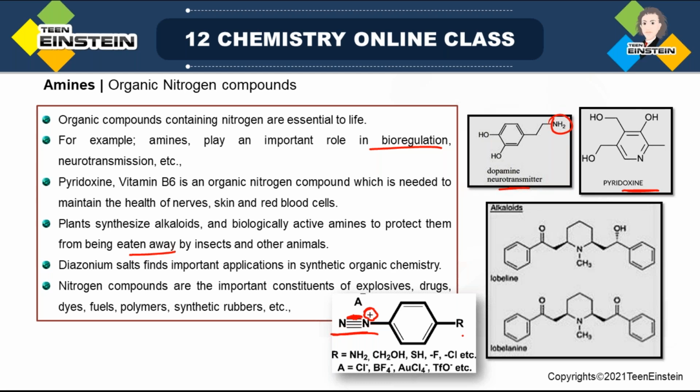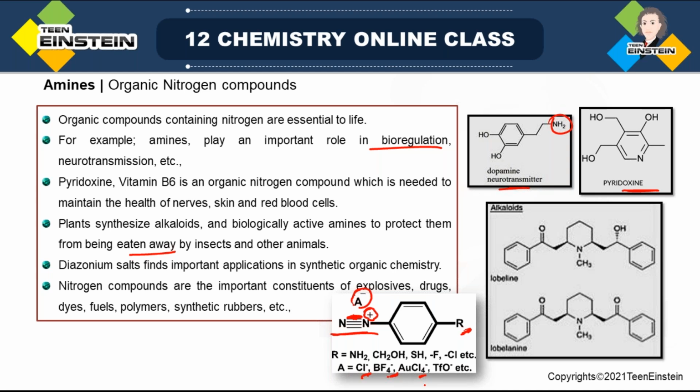And the R group that you can say here, it may be different groups. For example, NH2, CH3, OH, SH, F, Cl, etc. Now this type of salt, they are known as diazonium salt. They have some important application in synthetic organic chemistry. Here we have a counter ion also, because the molecule is positively charged. So to balance the positive charge, there must be some negative charge, and this negatively charged A, this may be Cl minus, BF4 minus, AuCl4 minus, or triflate ion, TfO minus.